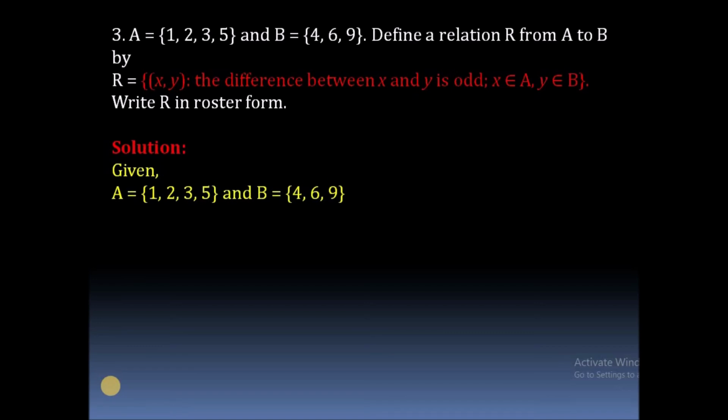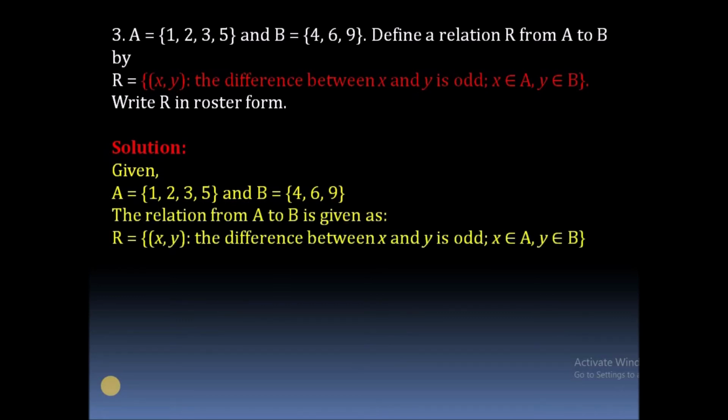So let us start with sets A and B. Set A is 1, 2, 3, 5 and B is 4, 6, 9. The relation from A to B is given as xy, the difference between x and y is odd, where x belongs to A, y belongs to B.